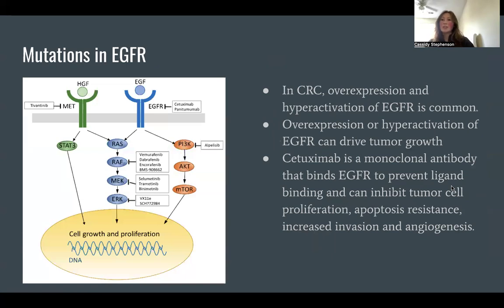So in colorectal cancer, overexpression and hyperactivation of EGFR is common. Overexpression or hyperactivation of EGFR can drive tumor growth, and cetuximab is the targeted agent that we're going to focus on, and it's a monoclonal antibody that binds the EGFR to prevent ligand binding and can inhibit tumor cell proliferation, apoptosis resistance, and increased invasion and angiogenesis.